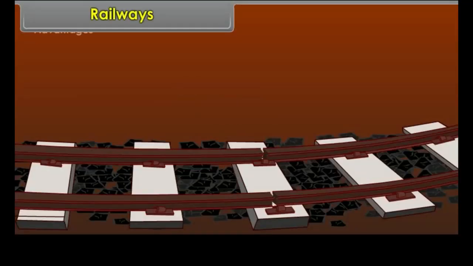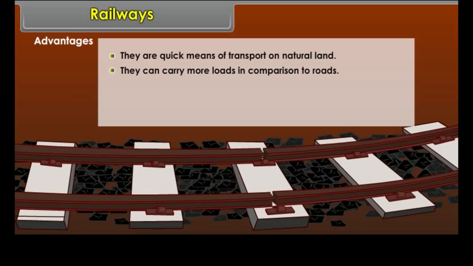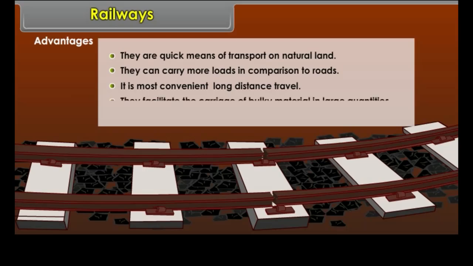Railways. Advantages. They are quick means of transport on natural land. They can carry more loads in comparison to roads. It is most convenient for long-distance travel. They facilitate the carriage of bulky material in large quantities.